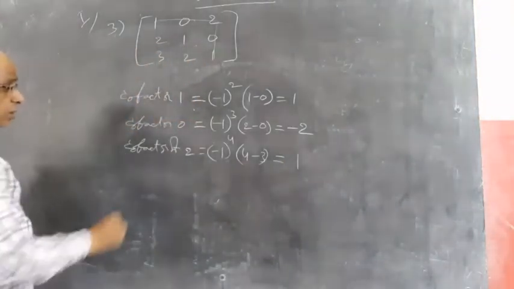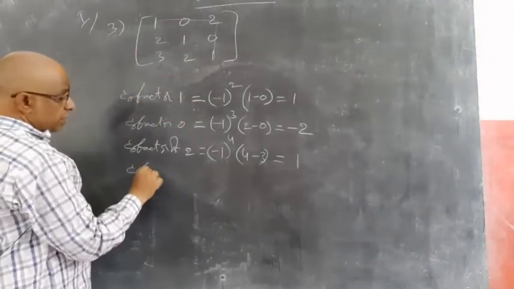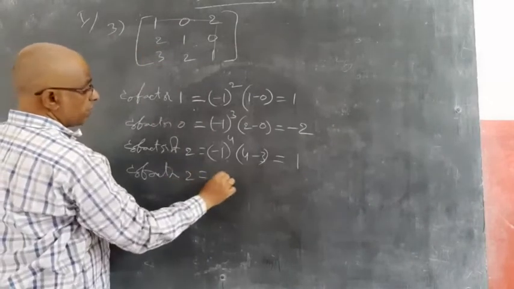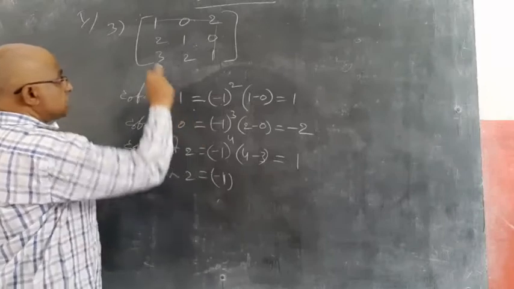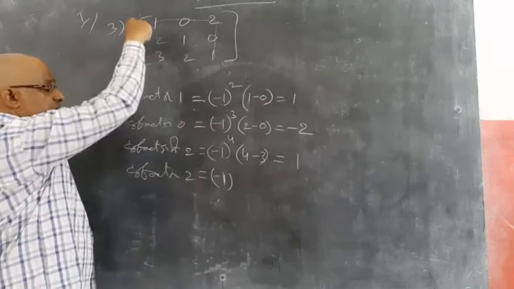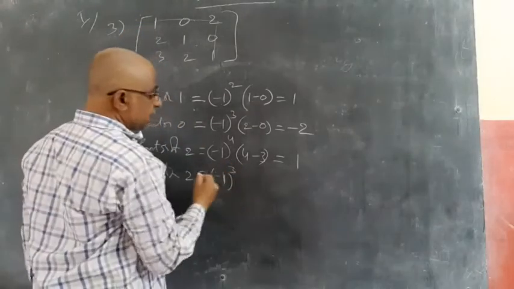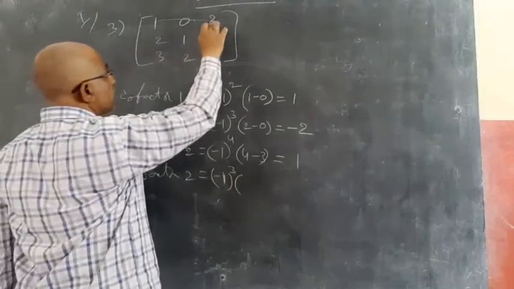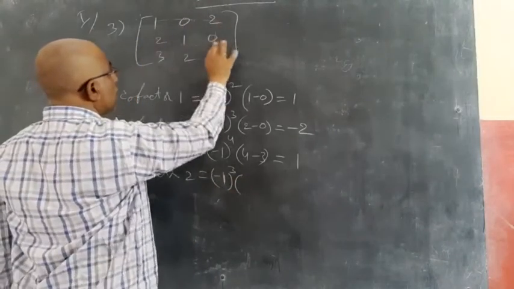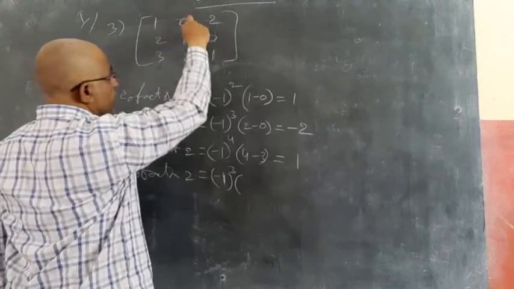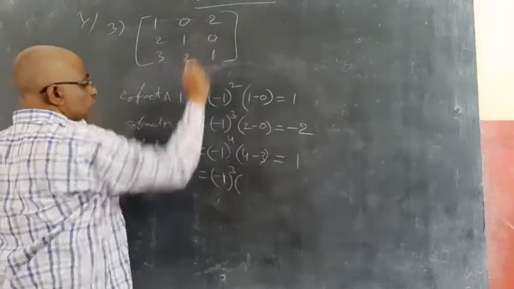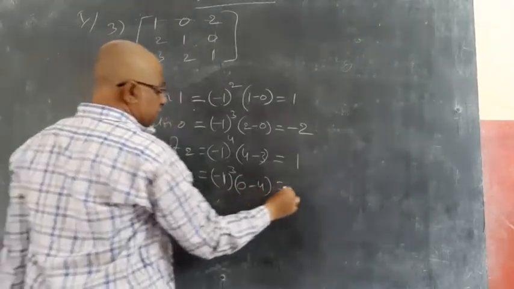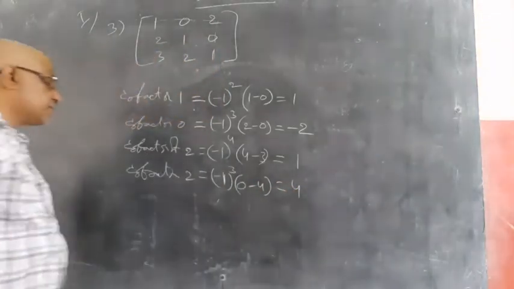Next, cofactor of this 2 equal to minus 1 whole power. This is in second row, first column, so 2 plus 1, 3, into closing this row, this column. Closing this row, this column, left out is 0 into 1, 0 minus 4. So this is minus 1 into minus 4, which becomes plus 4.